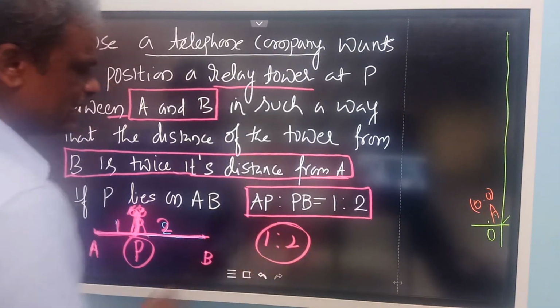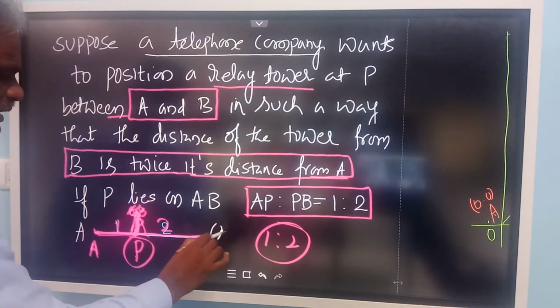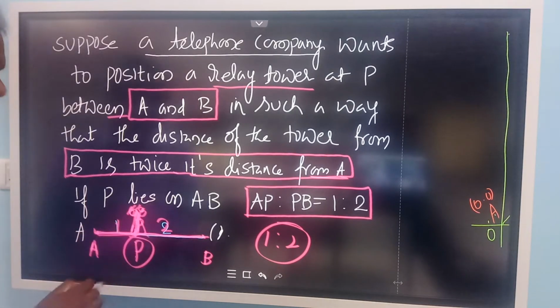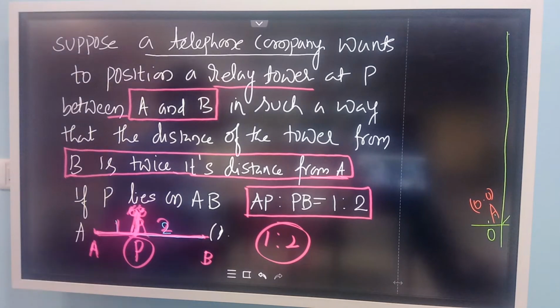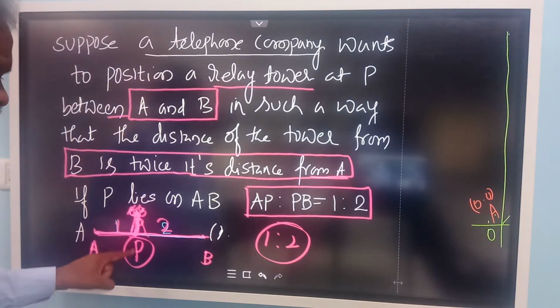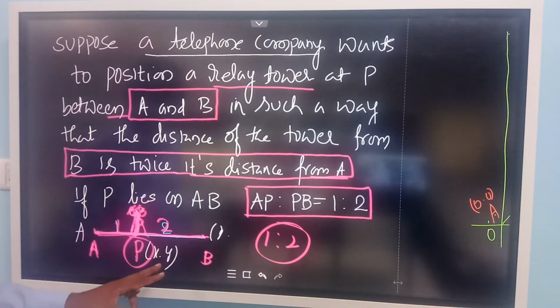That is the ratio. So if the coordinates of A are given, the coordinates of B are given, and the ratio is given, you can find out. You place this tower in the ratio of 1:2. Then you have to find these coordinates x comma y. So how to find this? I will show you now with a graphical representation with the diagrams.